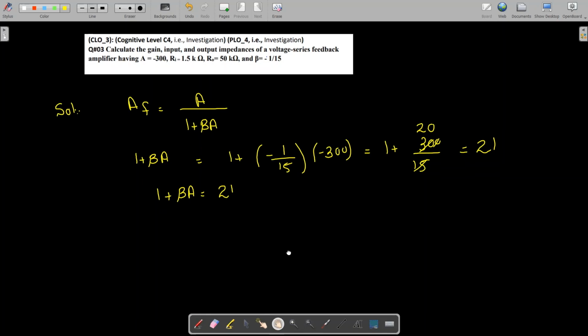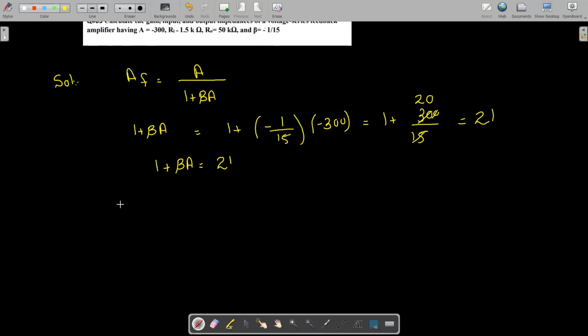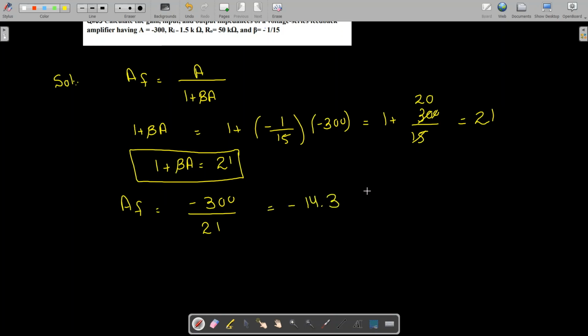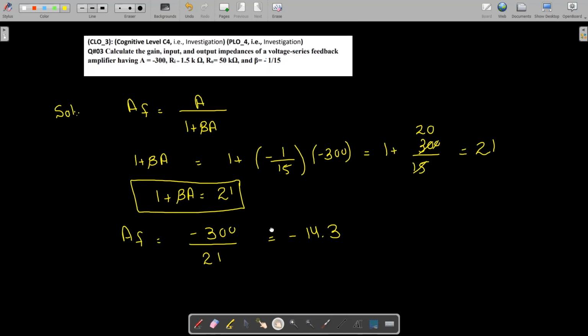So now the gain with feedback, which is the first thing to find, will be equal to A, which is minus 300, divided by 1 plus beta A, and 1 plus beta A is 21. So minus 300 divided by 21 comes out to be minus 14.3. So this is one part of the question.